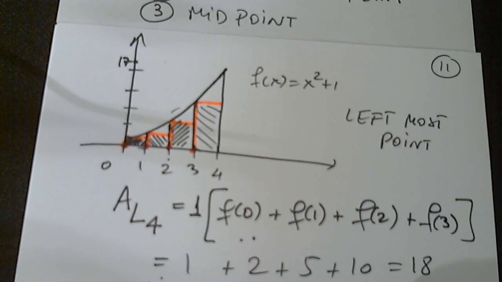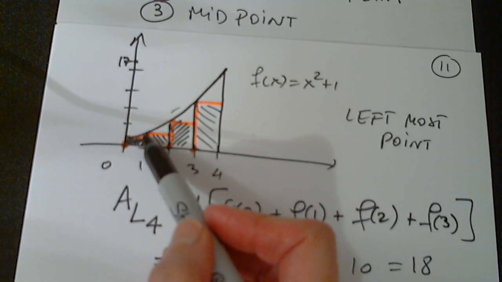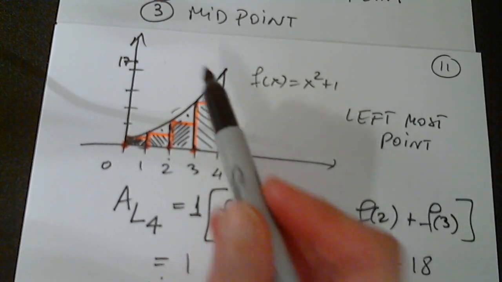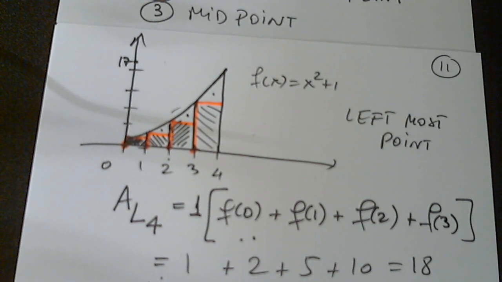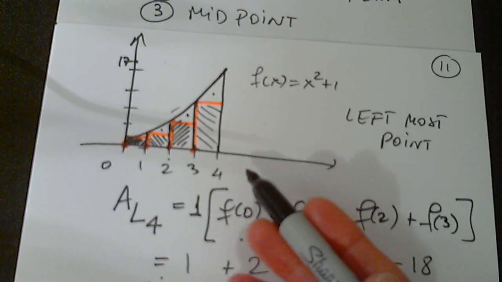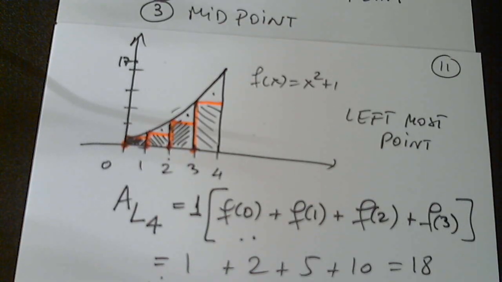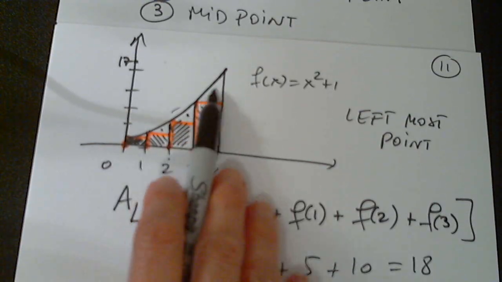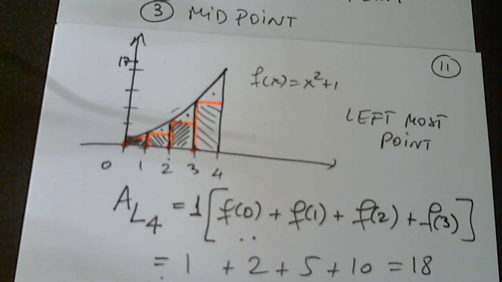Is this a good estimate? No. It's an underestimate. How come? Because I'm missing this piece, this piece, this piece, and this piece. It cannot be close. If I have more subintervals, yes, it will be better. If I go from 4 to 8, or 16, or 32, or 200, the estimate will be better. But right now, it's an underestimate.